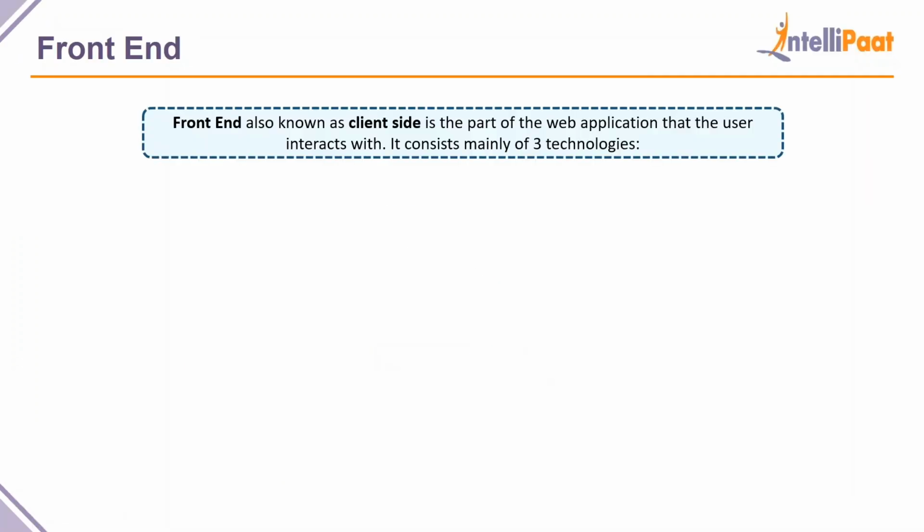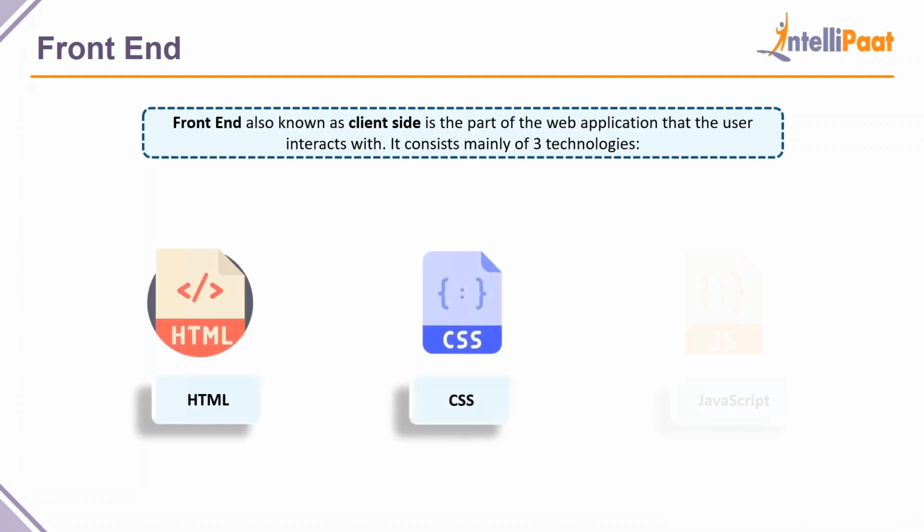So as already discussed, front end is also called the client side. It's the part of the application that the user interacts with, and it mainly consists of three technologies: HTML, CSS, and JavaScript. These three technologies have been there since a long time, since the early 2000s, and HTML has been there for the longest. So let's take a look at them one by one.